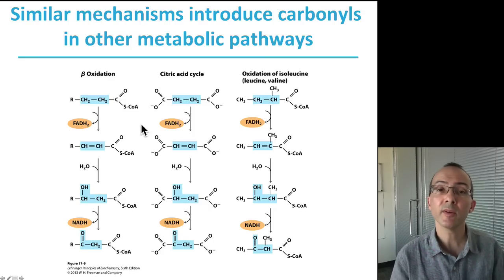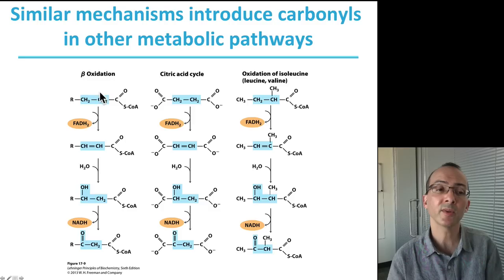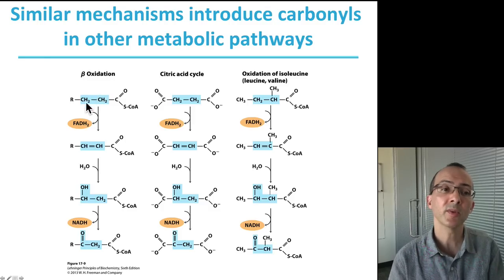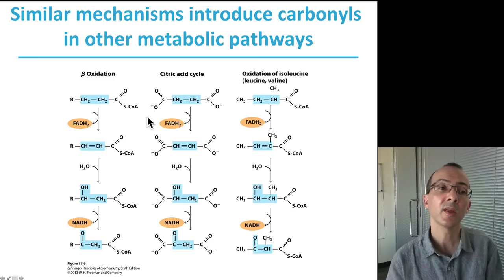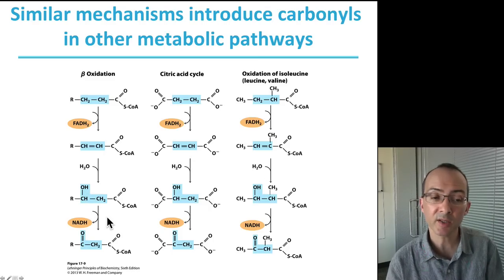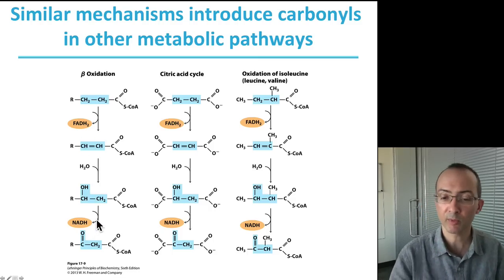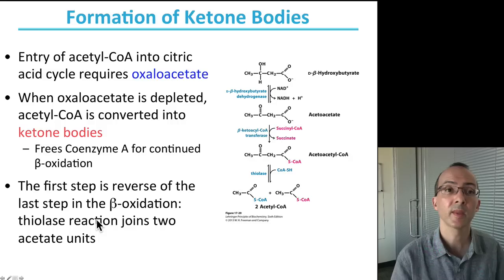And a similar set of mechanisms are used in a variety of other metabolic pathways where we have this sort of prototypical sequence of dehydrogenation to introduce a double bond. We see that in the TCA cycle, for example. Also the oxidation of some amino acids. That gives us a double bond. Then we add water to add this hydroxyl group in. And then finally the NAD-dependent oxidation of that alcohol into a ketone. So these 3 sort of prototypical reactions are seen again and again.